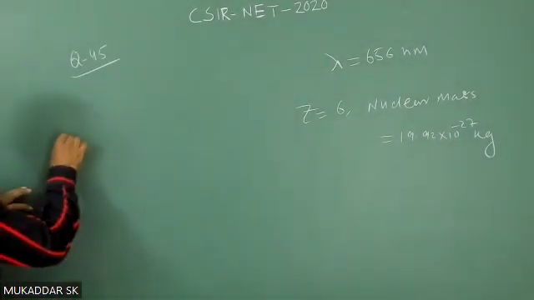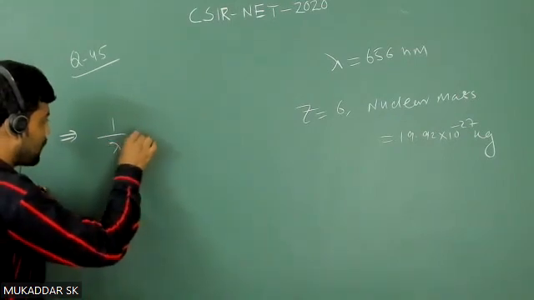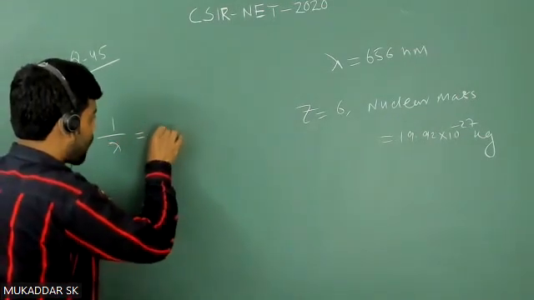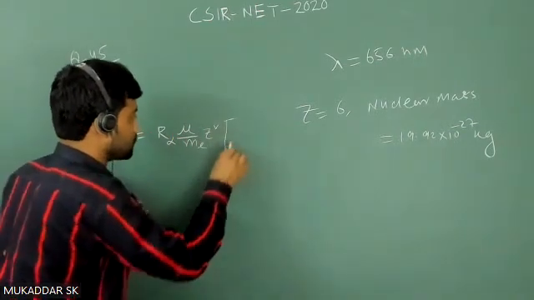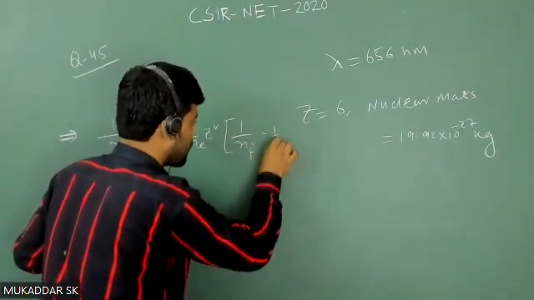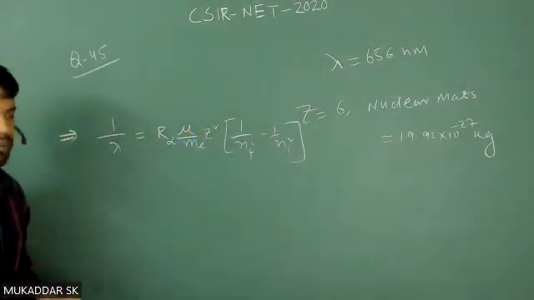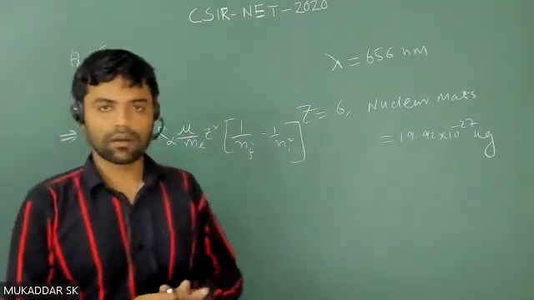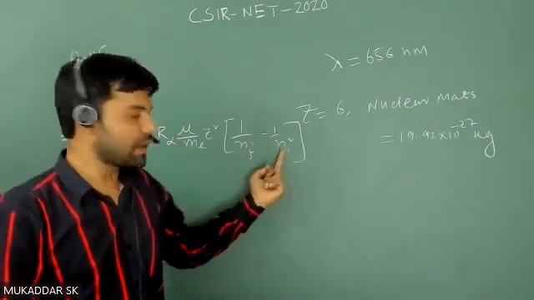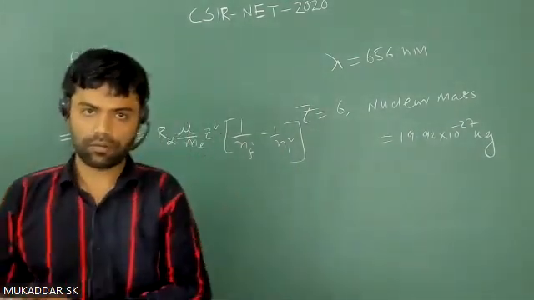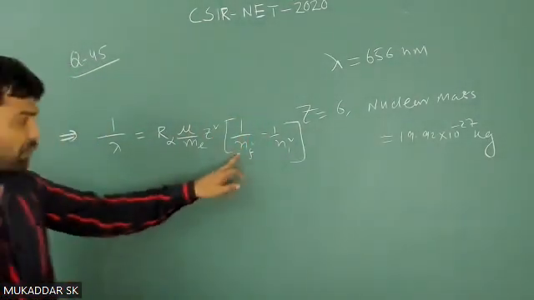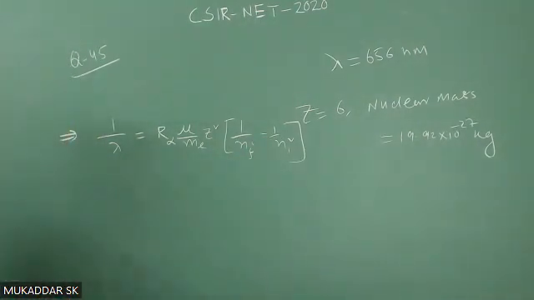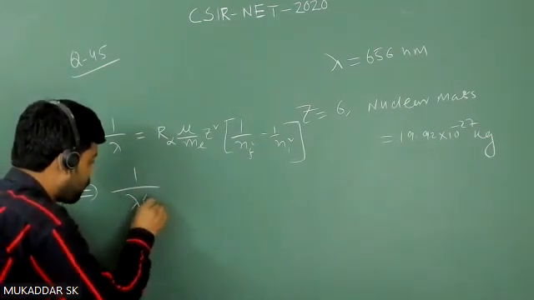As you know, wave number is nothing but the inverse of wavelength, which can be represented as R infinity into mu by me into Z square, then 1 by nf square minus 1 by ni square. For Balmer line, the final state quantum number is nf equals 2, and ni can take values 3, 4, 5, 6, and so on. So for the first Balmer line, ni will be 3, and nf is fixed, that is 2.